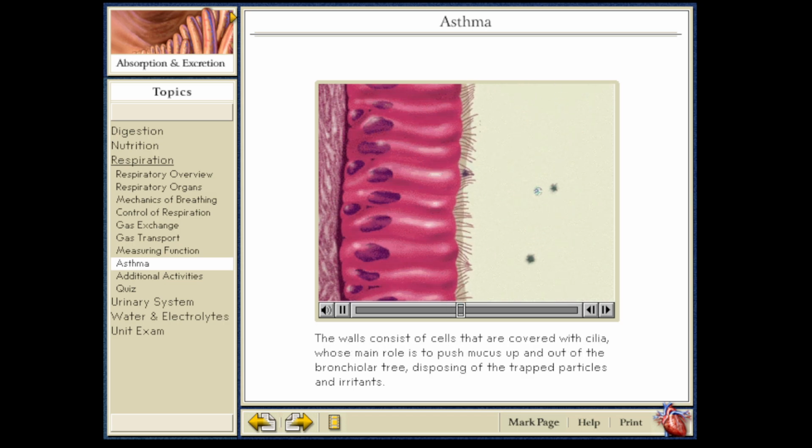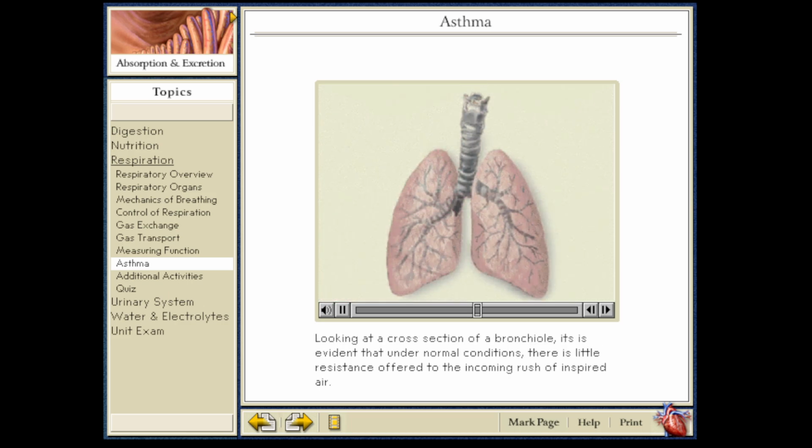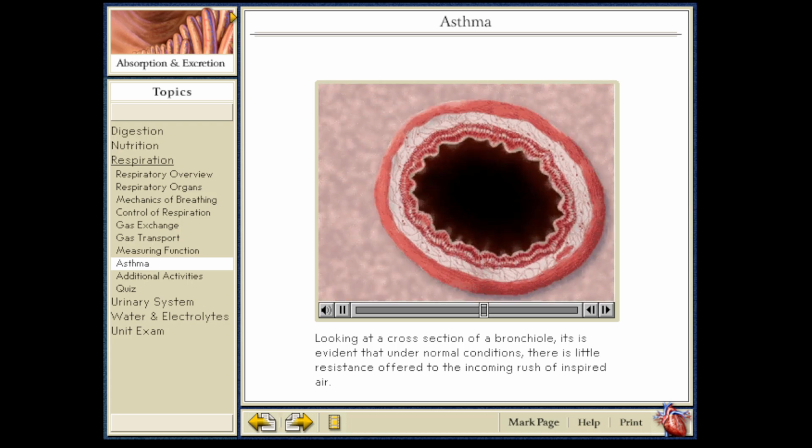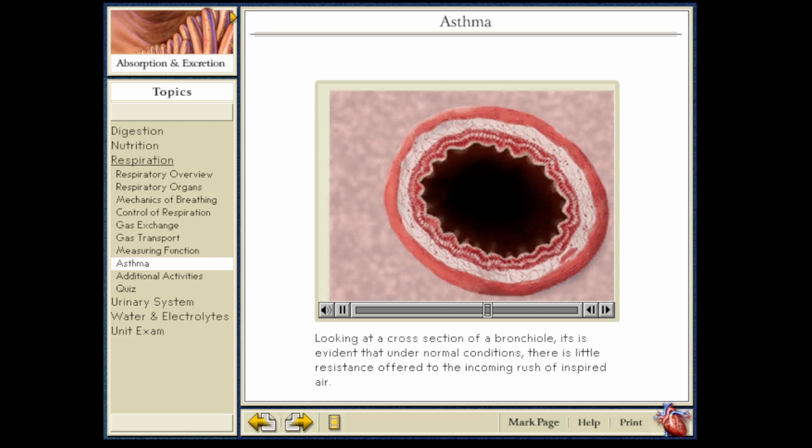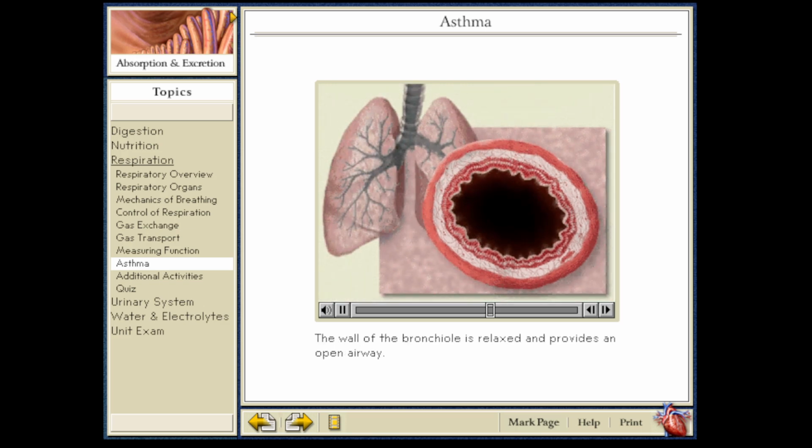The walls consist of cells that are covered with cilia, whose main role is to push mucus up and out of the bronchiolar tree, disposing of the trapped particles and irritants. Looking at a cross-section of a bronchiole, it is evident that under normal conditions, there is little resistance offered to the incoming rush of inspired air. The wall of the bronchiole is relaxed and provides an open airway.